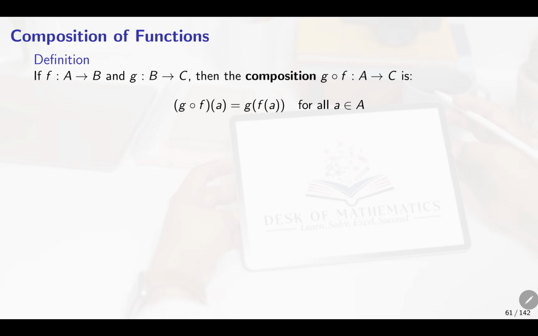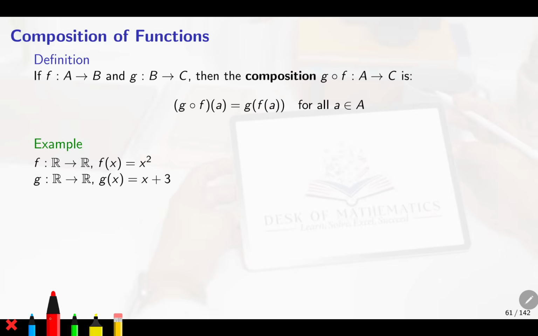Okay, so now composition of a function. If f is a function from A to B, and g is a function from B to C, the composition of the functions is g of f of a. For example, these are the two functions: f of x is equal to x square, g of x is equal to x plus 3.